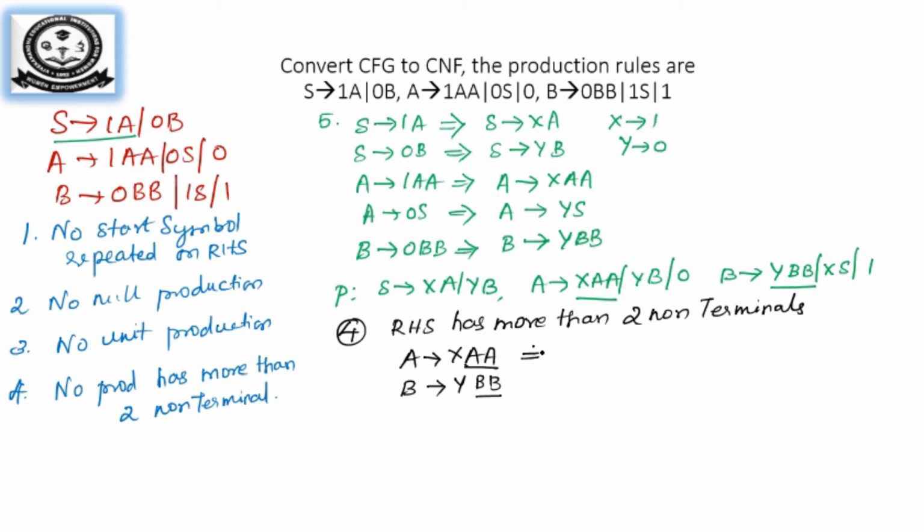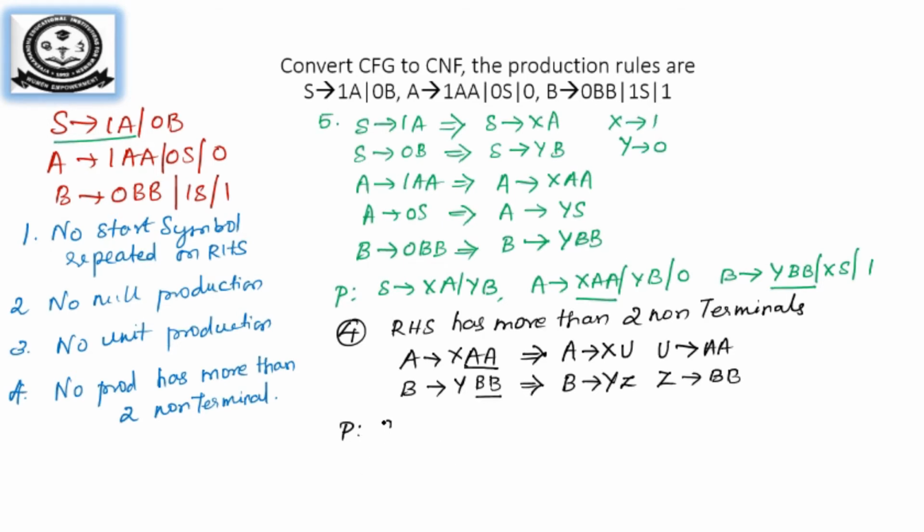So how I am removing, you can see A tends to XU and U tends to AA. Similarly, Y and B also, so Y B tends to, we will take another variable. What is the variable I can take? I can take Z. So Z tends to BB. So now we will see what our final production rule is.